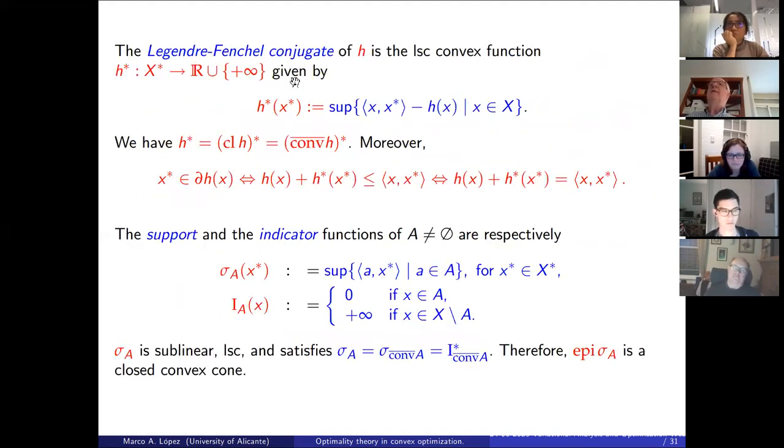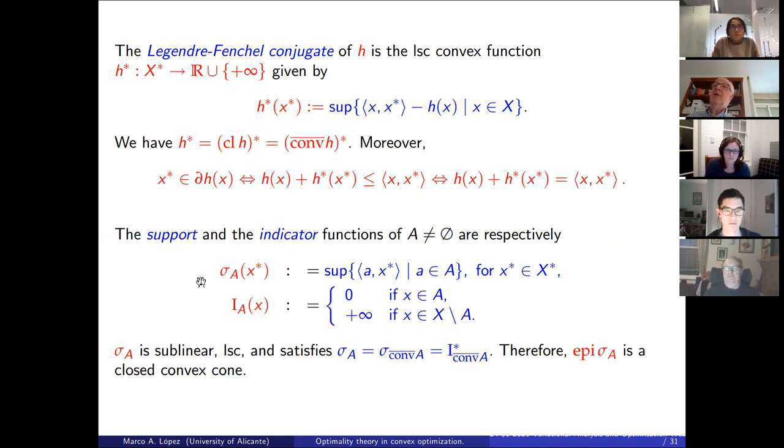And this is the Fenchel conjugate. I have colleagues in France, and some of them prefer to use the term Legendre-Fenchel conjugate. This is the definition. This is a well-known property. And this is also a very well-known relation which is used several times. A point is a subgradient, in the subdifferential, if and only if this equality holds. This is one way to relate subgradients with values of the conjugate.